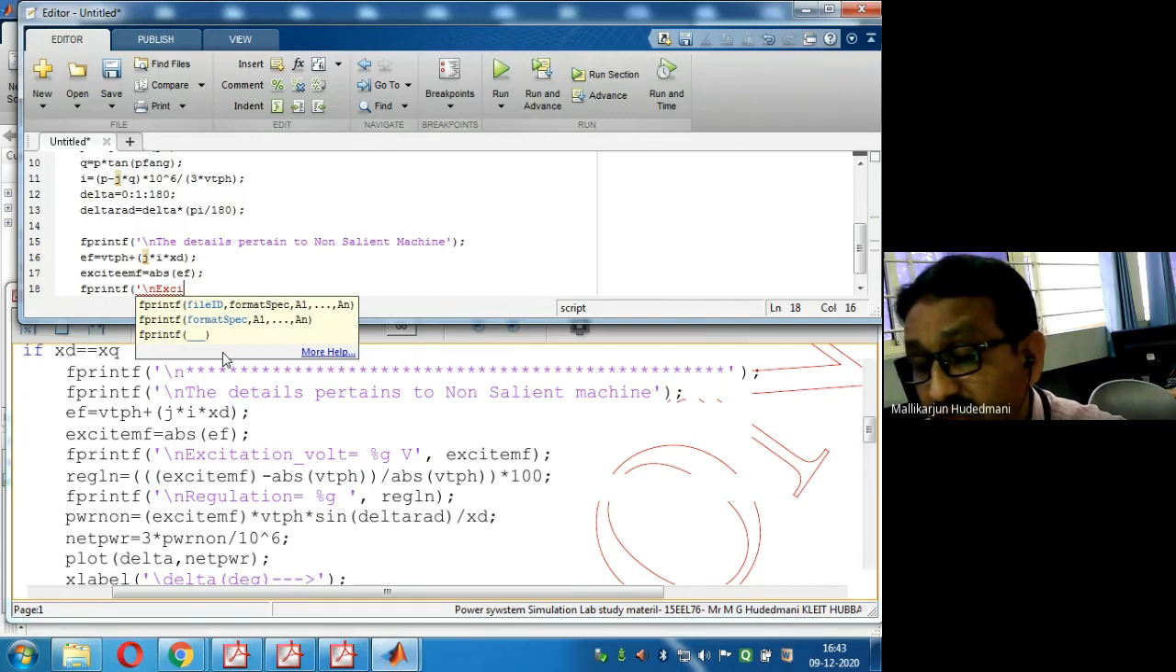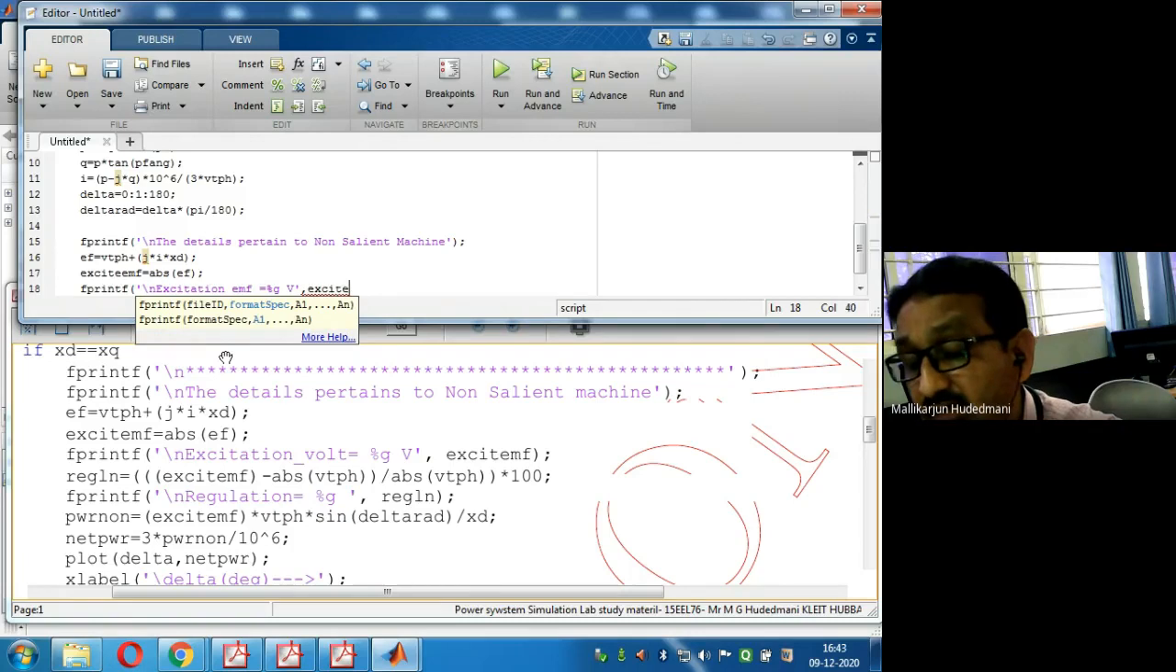Excitation EMF equal to... percentage compact format G, I prefer always because it is in terms of tens of power if required. Volts, comma, from a variable excite EMF. So I have to check very carefully my variable declaration is correct.